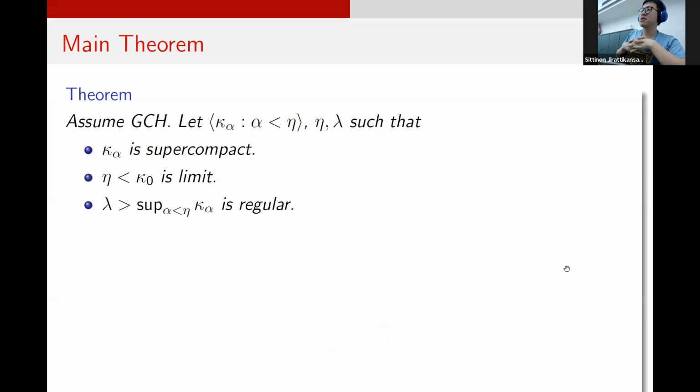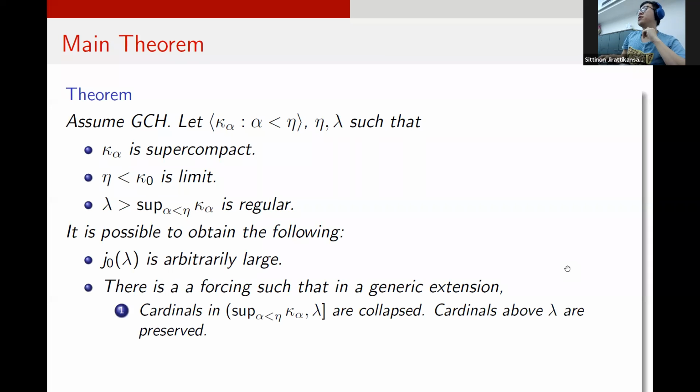The setup is going to be similar to last time. Assume the ground model satisfies GCH, and you have a sequence of kappa alpha for alpha less than eta, where eta is small, smaller than kappa 0. Eta is a limit, each kappa alpha is supercompact, the sequence is increasing, and lambda is greater than everything mentioned so far. The same goal: to blow up the value of 2 to the sup of kappa alpha for alpha less than eta. But let's see what's going to happen here.